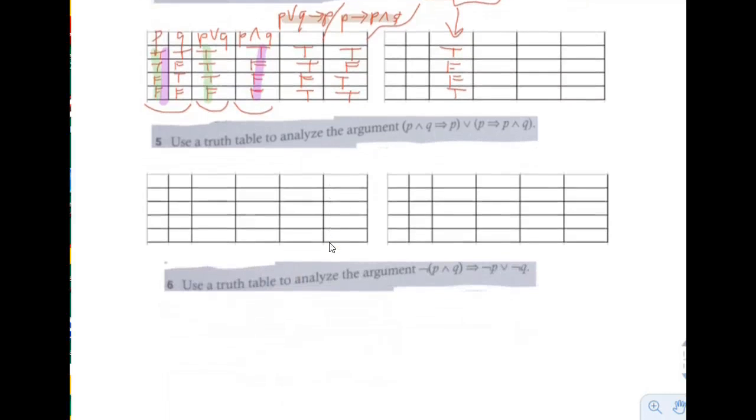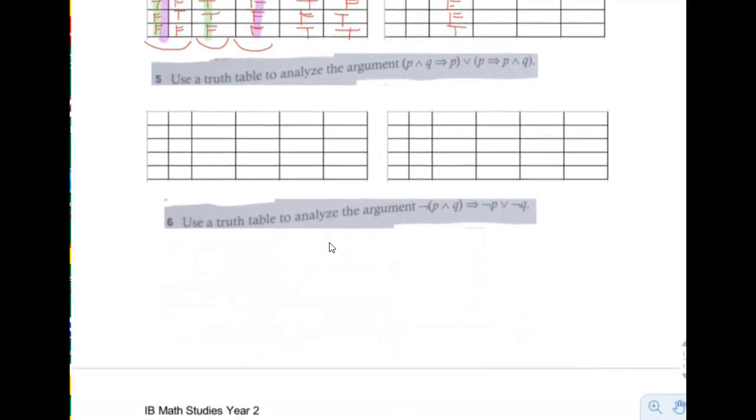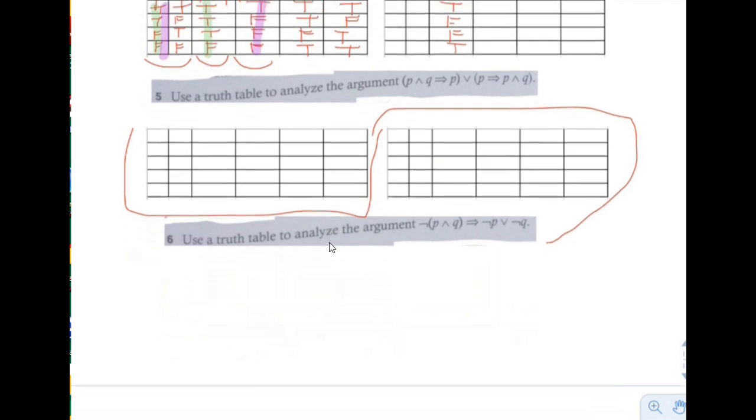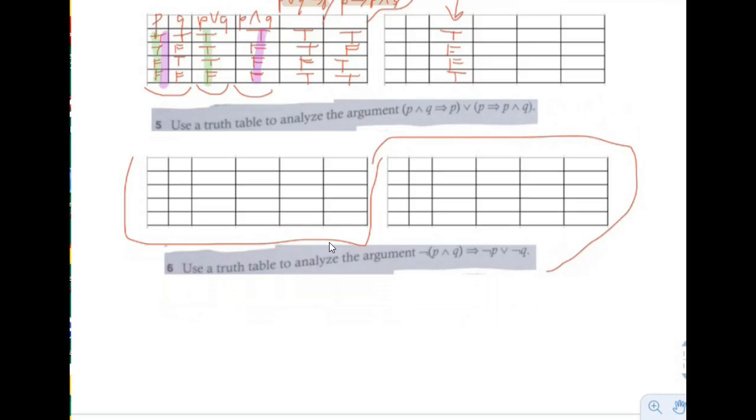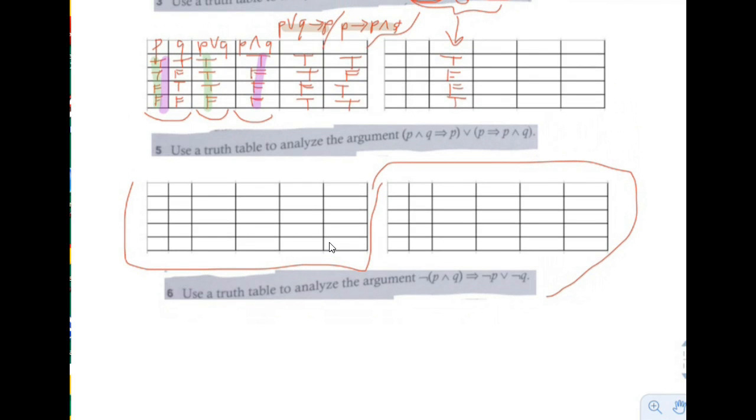Okay, number 5. Oh, now I see why I put 2. So I'm going to use this table for that one, and I'm going to use this table for that one. Use the truth table to analyze the argument. P and Q implies P, or with P implies P and Q.